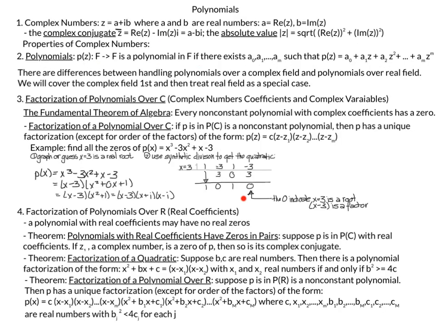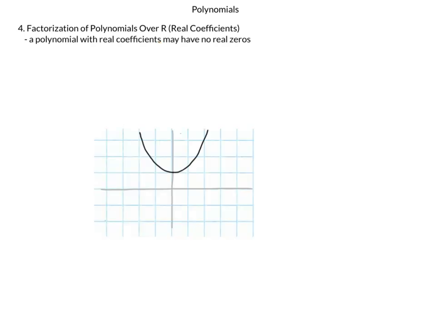Next, we're going to talk about factorization of polynomials over the real field. Next, we're ready to discuss factorizations of polynomials over the real numbers. So we have real coefficients. A polynomial with real coefficients may have no real zeros. We had discussed this example earlier where we have a quadratic plus some constant. Clearly, there's no zeros here.